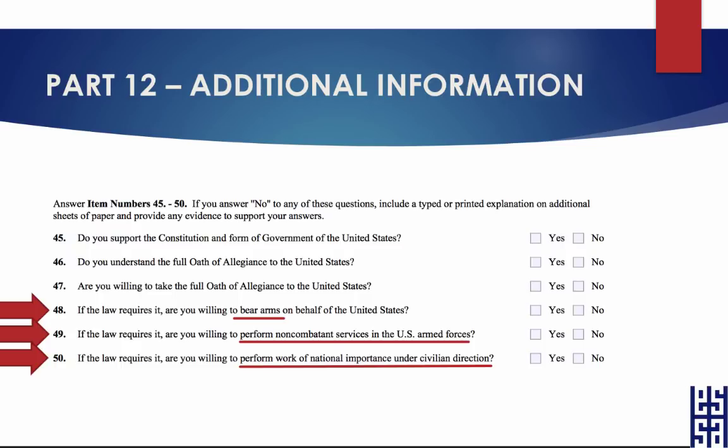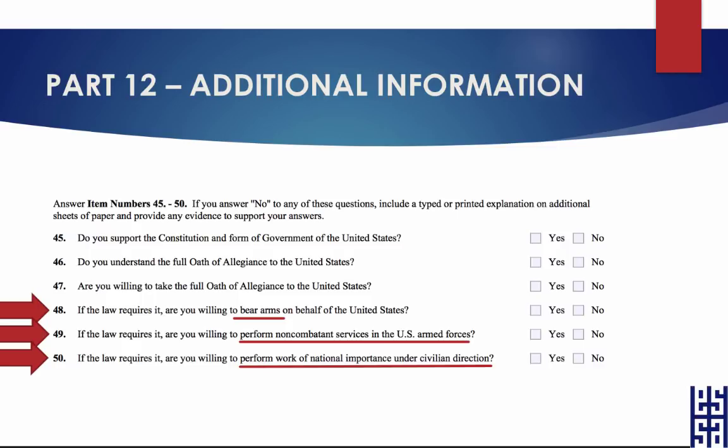If you answer no to any of these questions, you must include a written explanation. You can also provide additional evidence to support the answers. You can request a modified oath if you are not willing or unable to take the full oath because of religious training and beliefs, or from a conscientious objection based on a deeply held moral or ethical code.